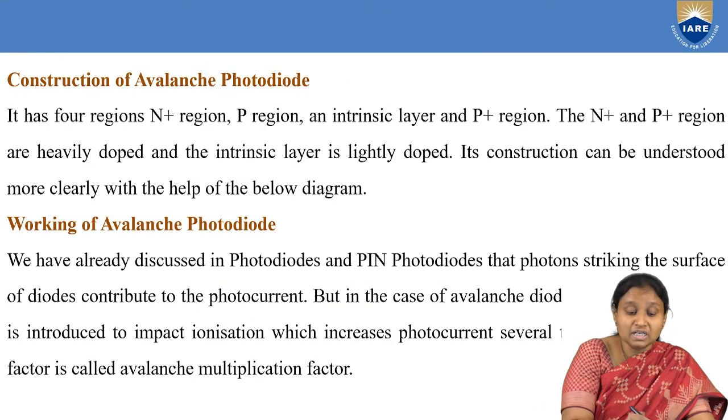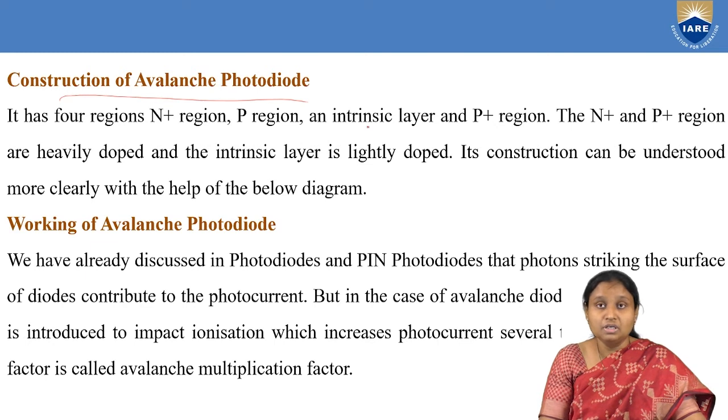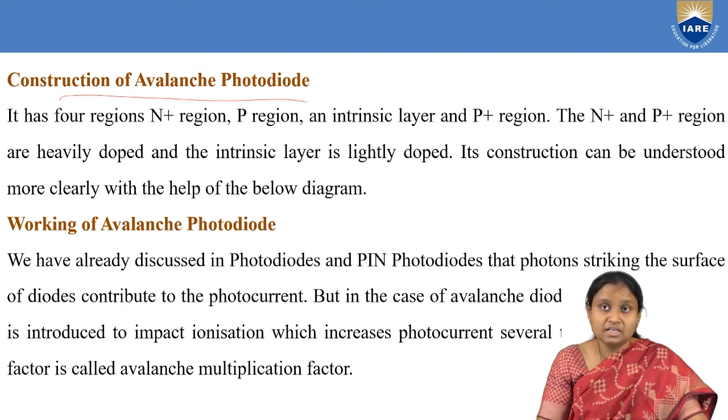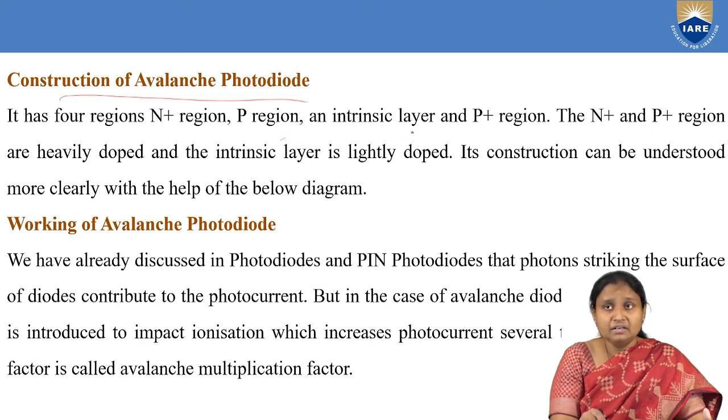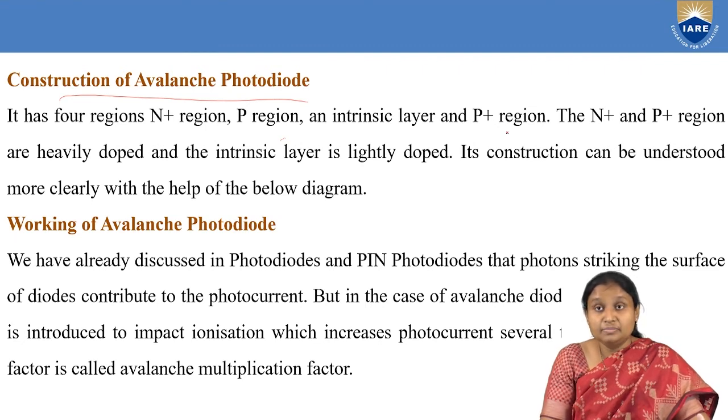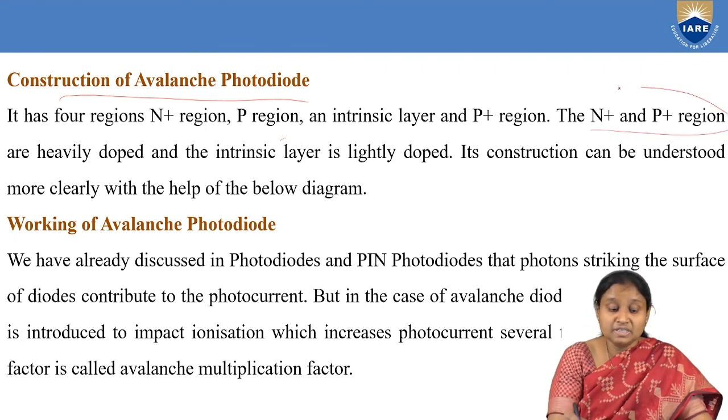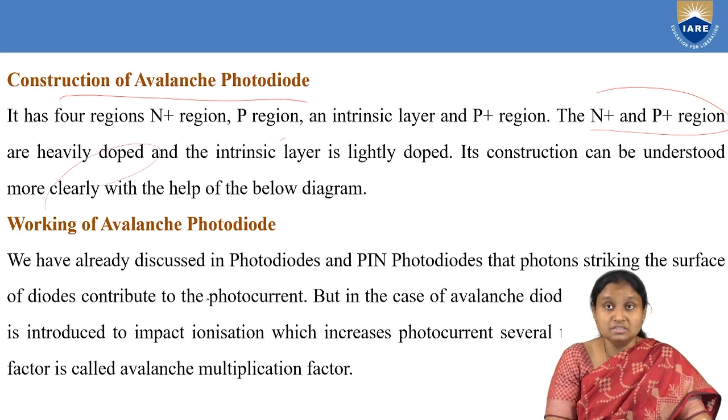Now, when we talk about the construction of this avalanche photodiode, it has 4 regions, whereas in the PIN photodiode we had 3 regions: one N, another P, both separated by an intrinsic region. Here we have 4 regions: an N plus region, then a P region, then an intrinsic layer, and then a P plus region. Now you may wonder what exactly these N plus and P plus regions are. These N plus and P plus regions are heavily doped regions, and our intrinsic layer is lightly doped.